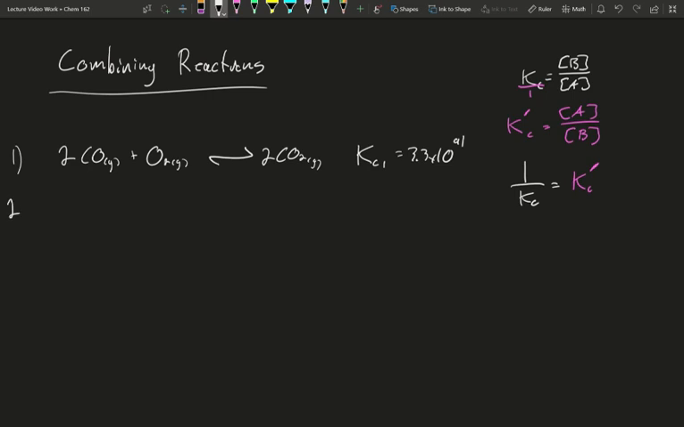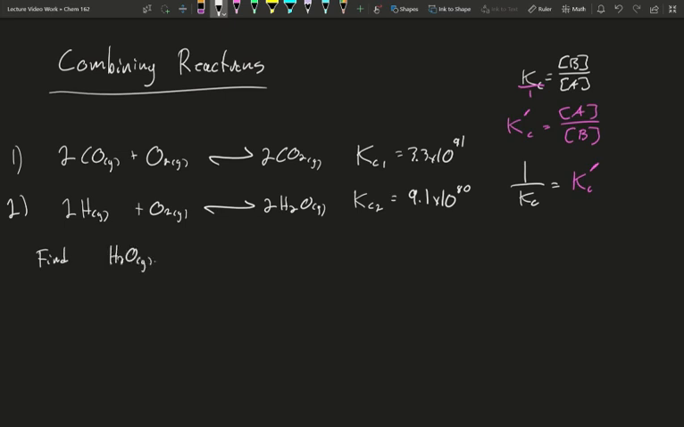We'll also have reaction 2, which is 2H2 gas plus O2 gas makes 2 water gas. If we do this at elevated temperatures for these K values, then here for reaction 2, this is 9.1 times 10 to the 80. It is also extremely favorable to make this product. If we're using these to find a reaction of water gas plus carbon monoxide gas in equilibrium with CO2 gas and H2 gas.